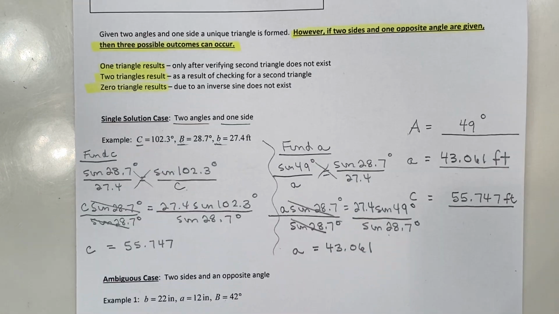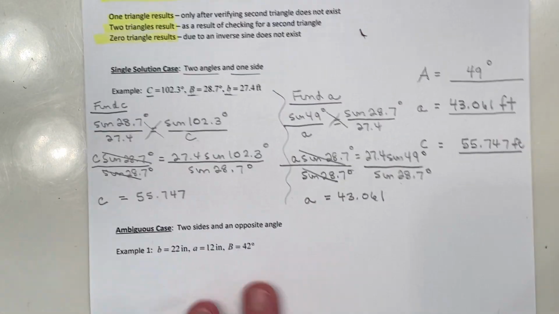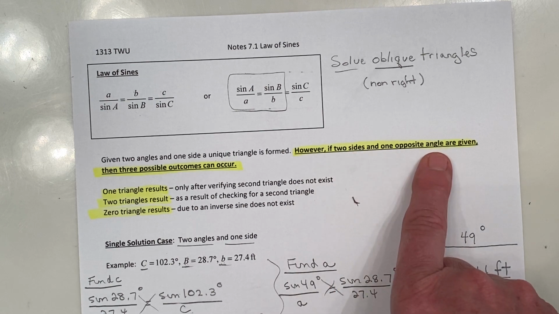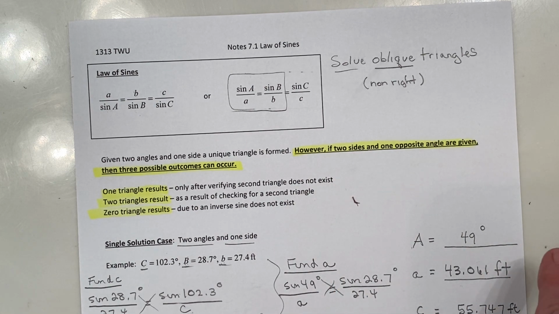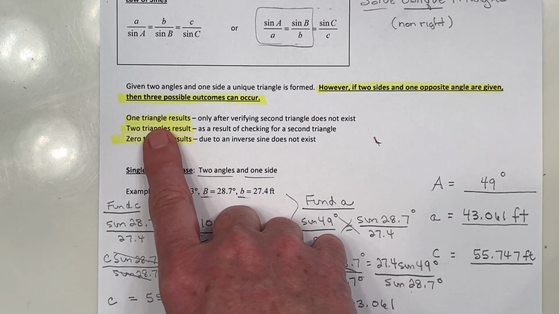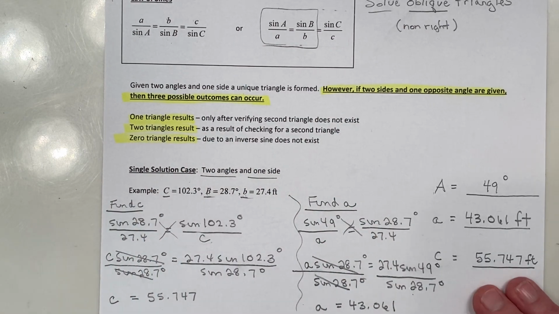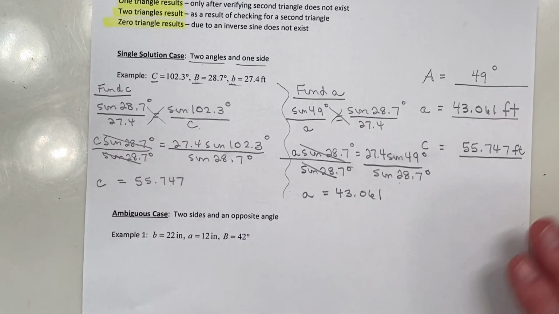All right, let's look at the ambiguous case. And that's what we're referring to up here. If you're given two sides and only one angle, and you've got to find two missing angles, it's possible that you're only going to get one triangle, two triangles, or it's possible that we have bad information and we have zero triangles. Okay.